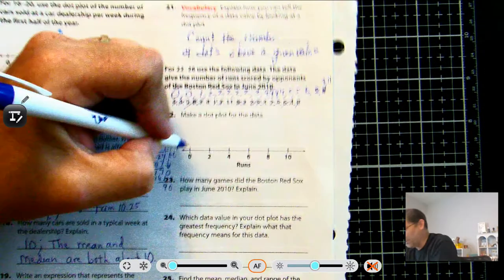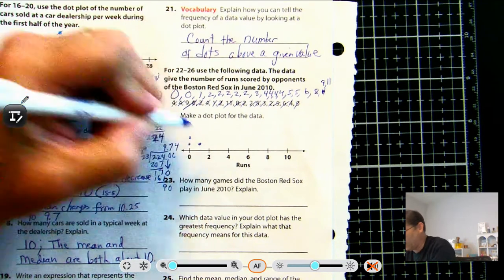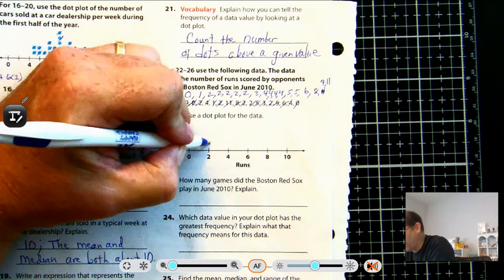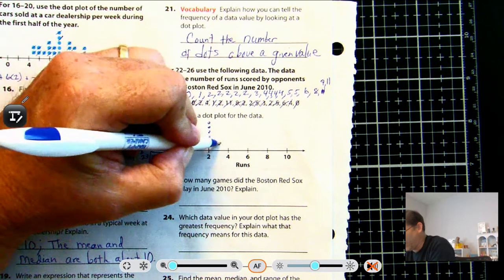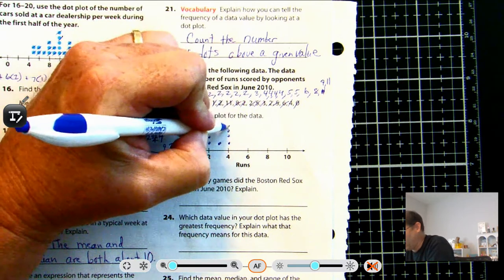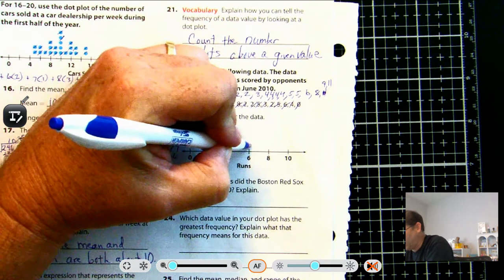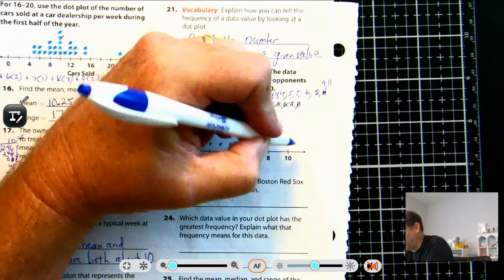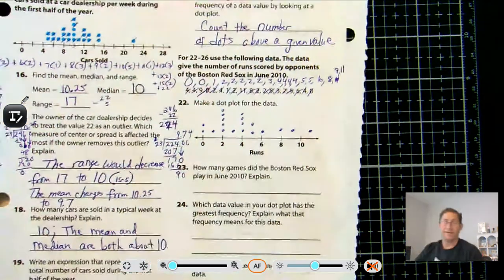So 0. Put 2 dots above 0. Put 1 dot above 1. 5 dots above 2. 1 dot above 3. 4 dots above 4. 2 dots above 5. 1 dot above 6. 1 dot above 8. 1 dot above 9. And 1 dot above 11.